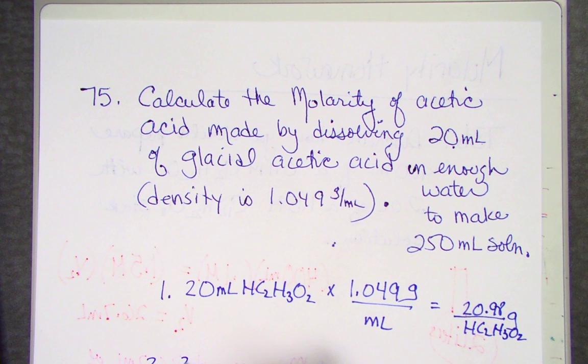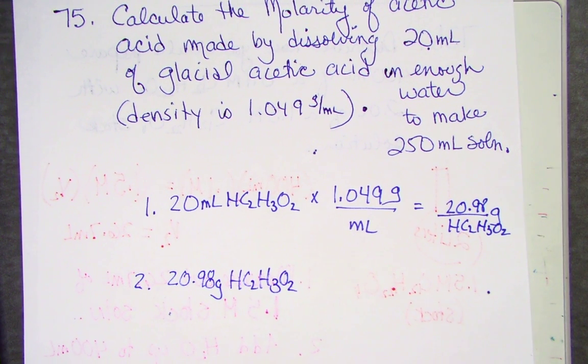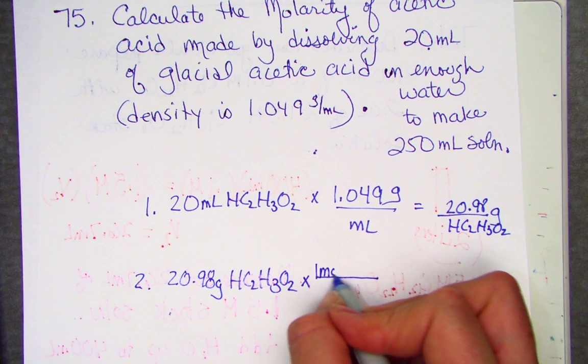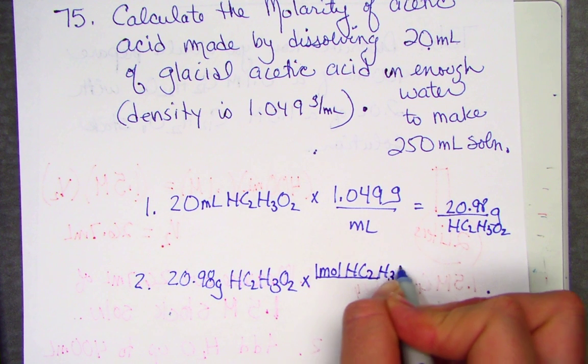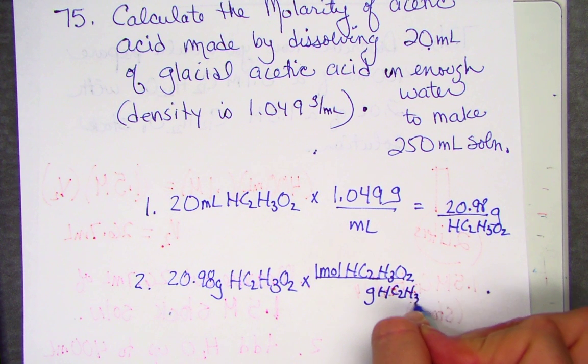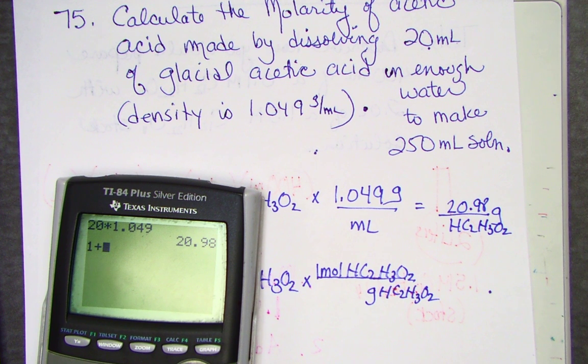Now that we have grams, 20.98 grams of acetic acid, converting that into a mole number uses its molar mass. For every 1 mole of acetic acid, HC2H3O2, hydrogen is 1, plus 12 times 2 on the carbon, plus 3 more for hydrogens, plus 16 times 2, is 60 for the molar mass.